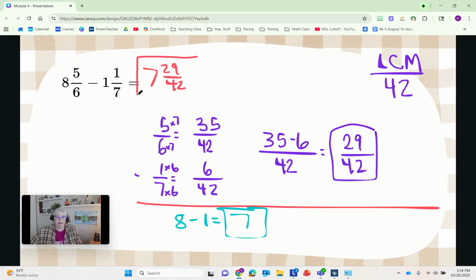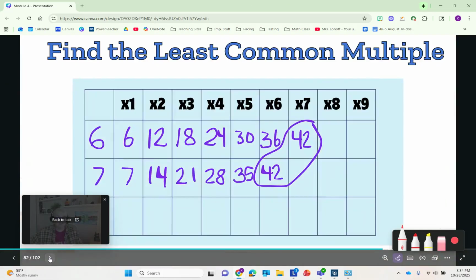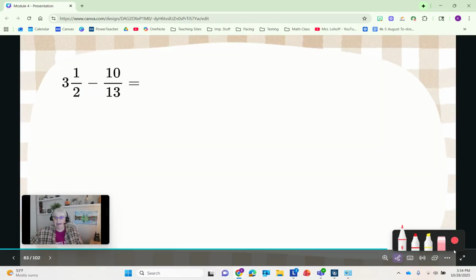There's our final answer. All right, let's look at another example. One more before you do your mastery check. Here we go. 3 and 1/2 minus 10/13.